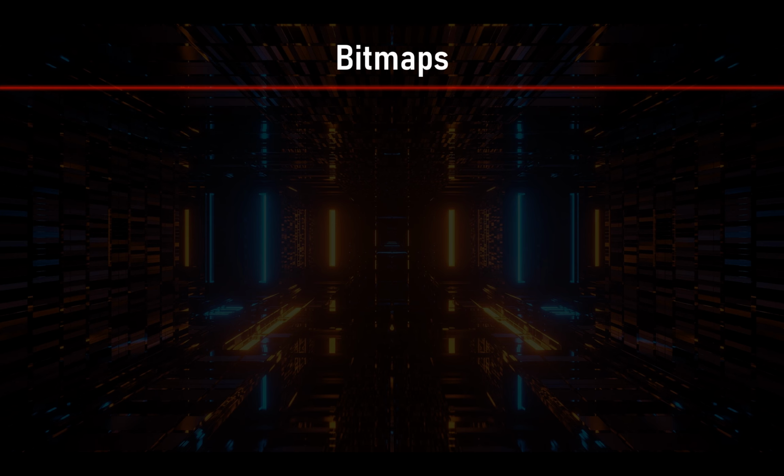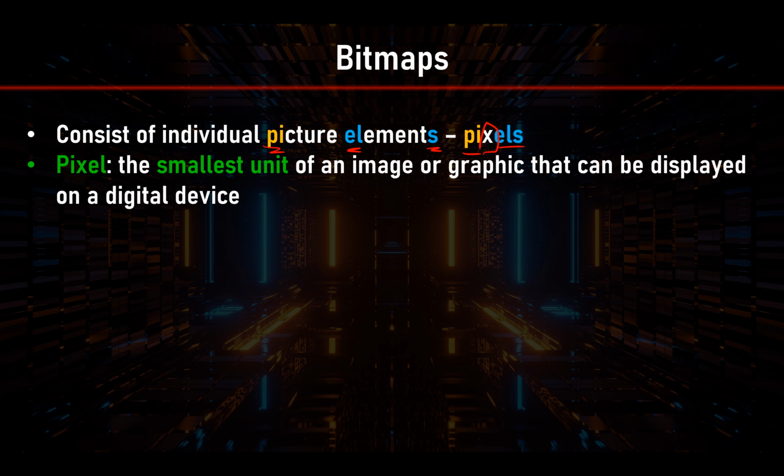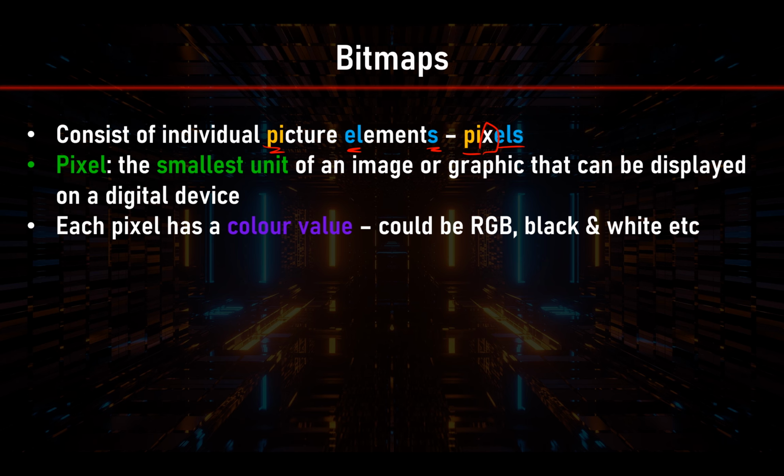Then if we move on to images, bitmaps are going to consist of individual picture elements, more commonly known as pixels. The PI here, the ELS here, and I guess this X is just kind of randomly thrown in. A pixel is the smallest unit of an image or graphic or screen that can be displayed on digital devices. In most cases, it's just going to be an individual square.